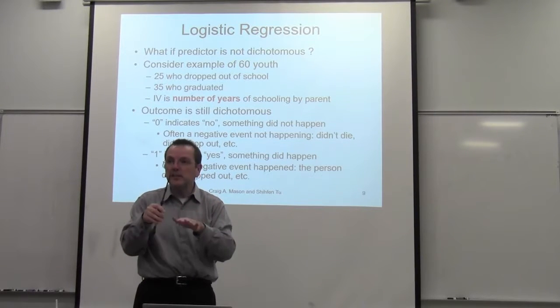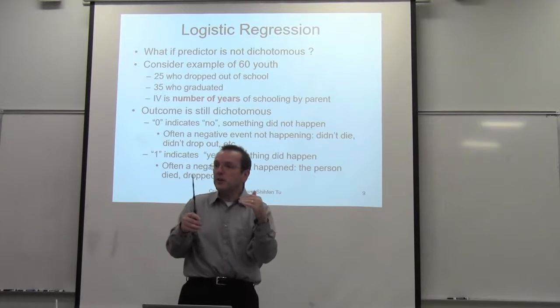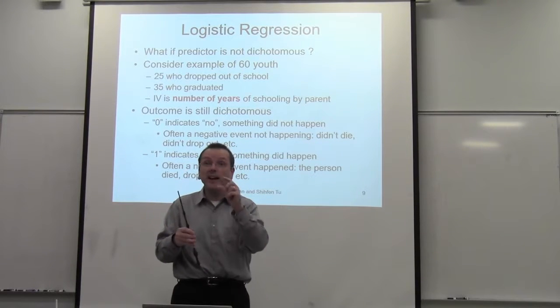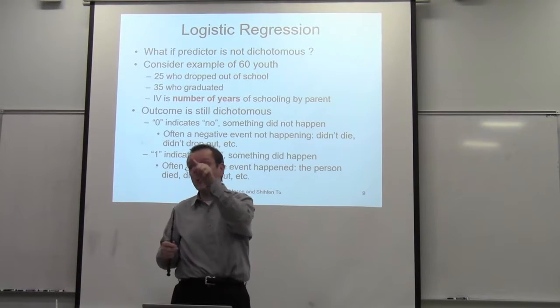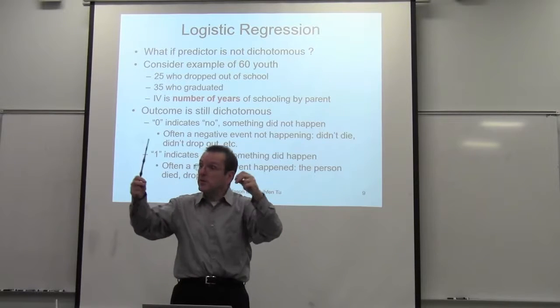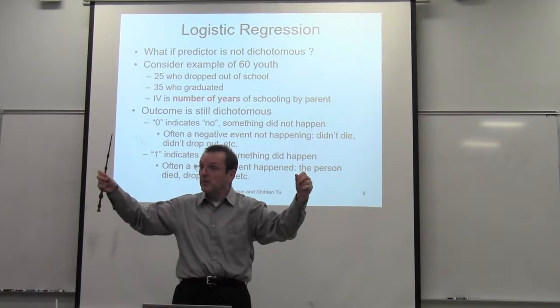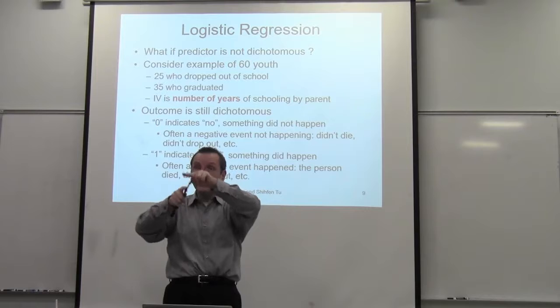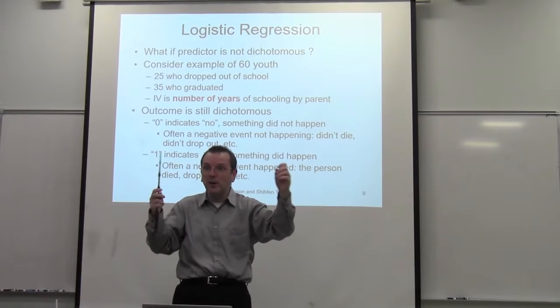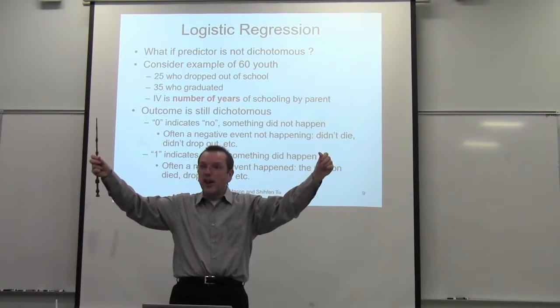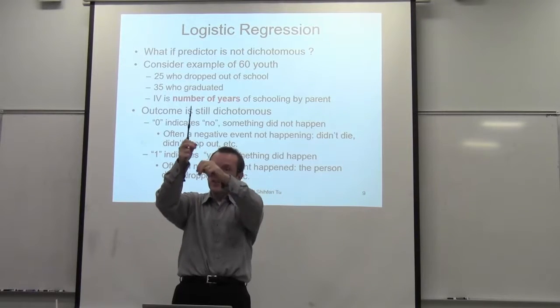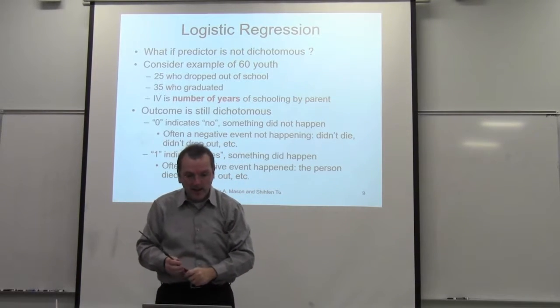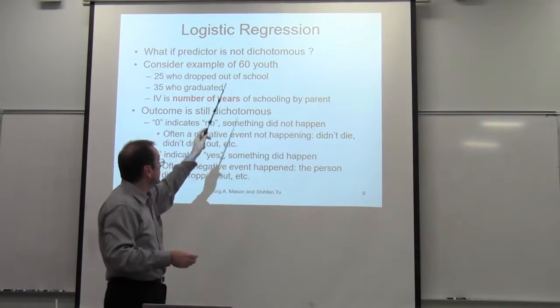But what if you have a predictor that's not a dichotomy, not parent dropped out, didn't drop out? What if my predictor is a continuous variable? That nice little 2x2 grid won't work for years of parent education. It just works for did they drop out or not. That's where we get logistic regression.